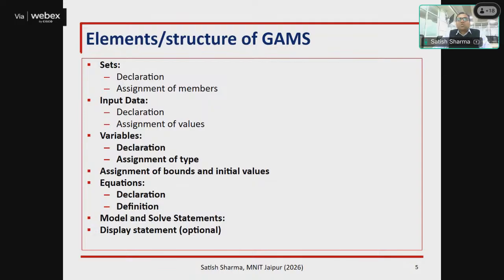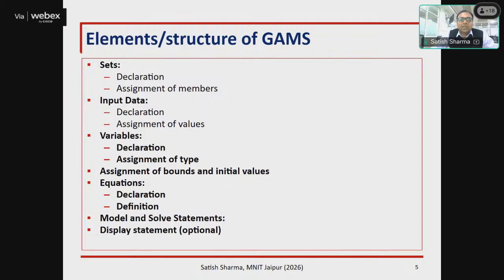Then assignment of the members. In each set I have to provide some members. There are a lot of ways to provide the members. Once you provide certain members, you give them some names, and those will be used throughout, for the second step of providing input data and declaration of the variable. So the members of the set will be used further. That will create a problem if you define everything randomly, so we will have certain logic to define the members.